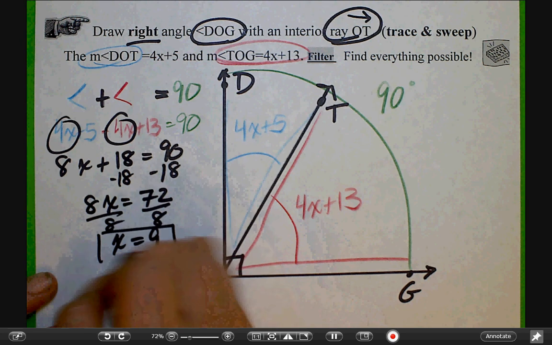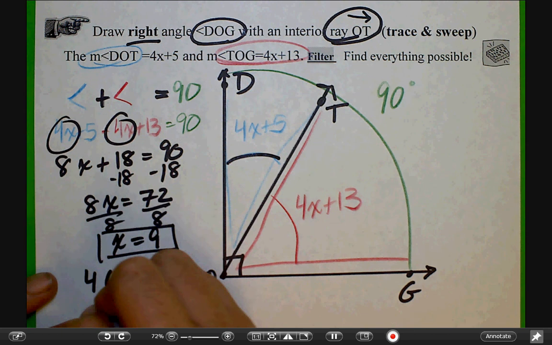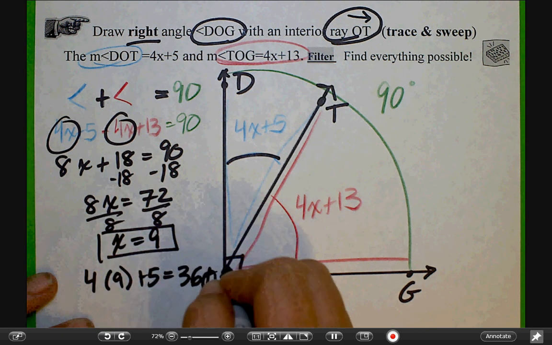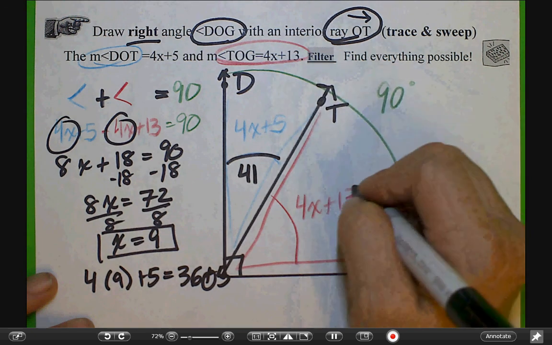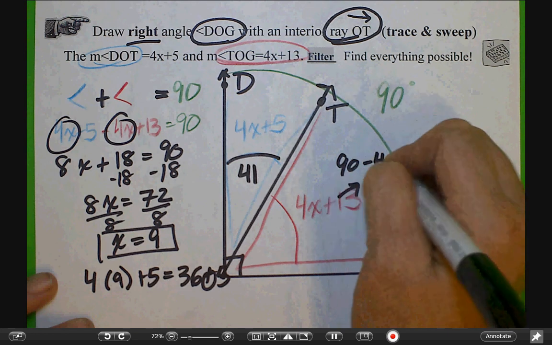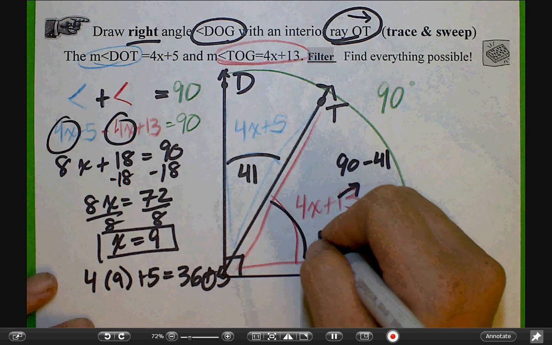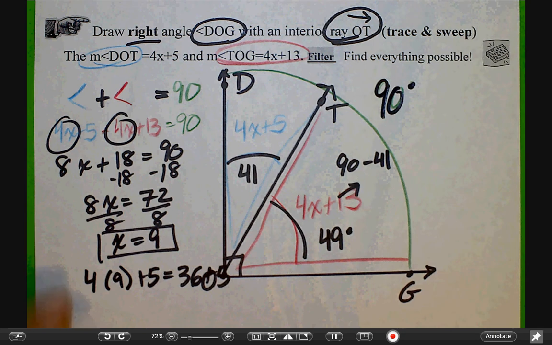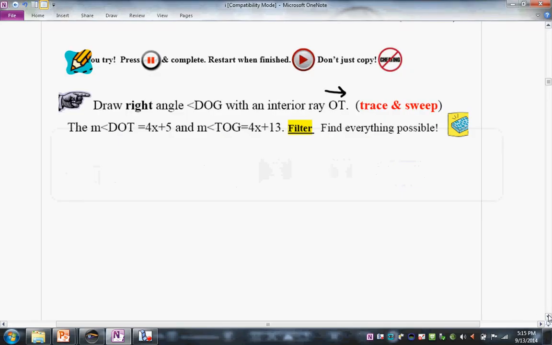Fabulous. You're not done. You should have plugged it in. So to get the blue, it's 4 times 9 plus 5. That's going to be 36 plus 5. That should equal 41. Since this is 90, to get this, I can simply do 90 minus 41. And for the red, you should have gotten 49 degrees. And then this is already 90. Now you found everything. A couple more vocabulary words and we'll be done.